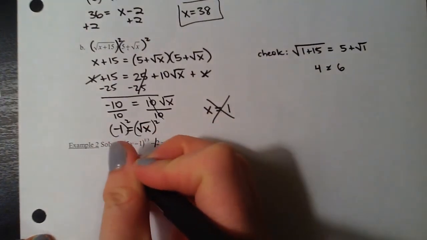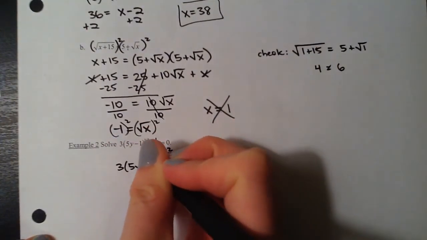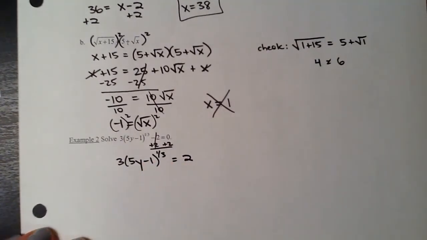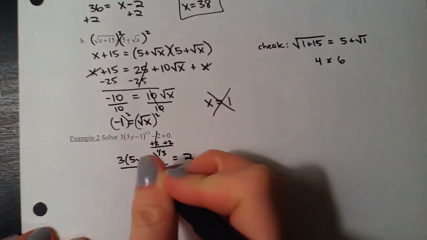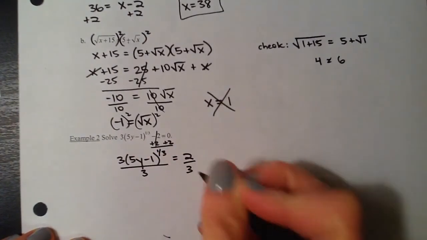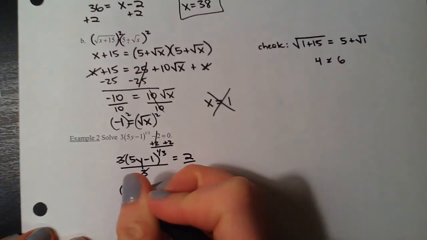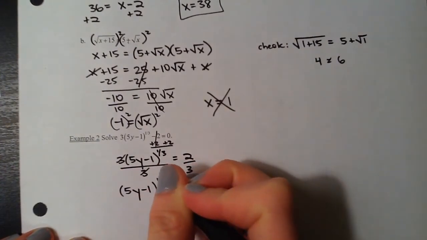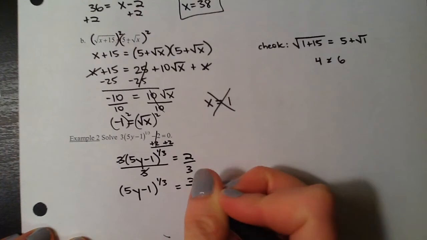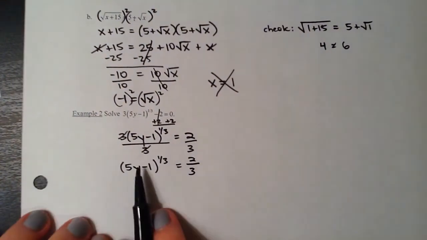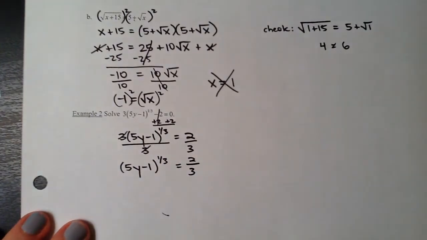Okay, then I have 3 times (5y minus 1) to the 1/3 power equals 2. Still working on that first step where we isolate the radical. So I'm going to divide both sides by 3. These 3's will cancel. I have 5y minus 1 raised to the 1/3 power, and then I have a 2/3 on the right-hand side. Alright, so that's all part of that first step, isolating the radical. Now remember, 1/3 power is technically the cube root, so that's really the radical in this area.